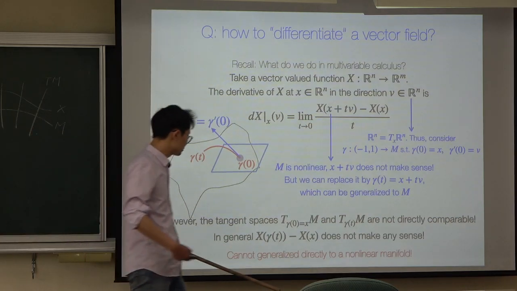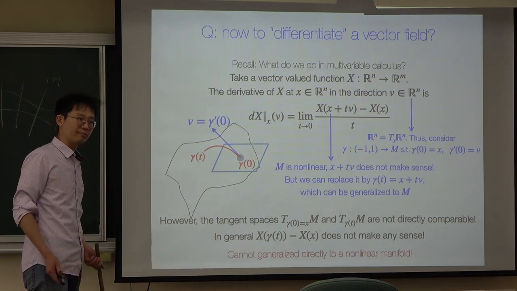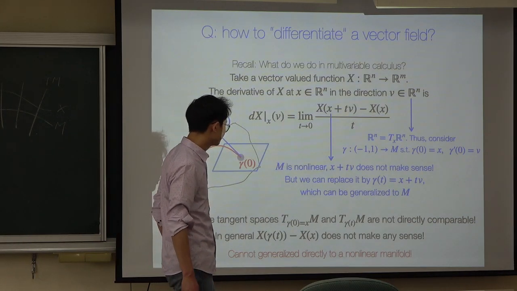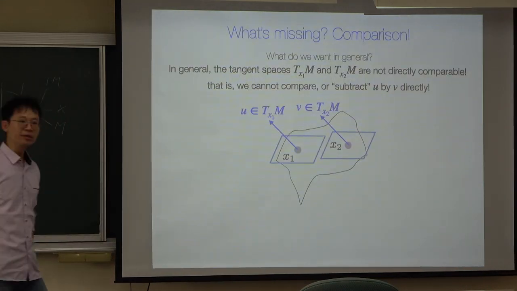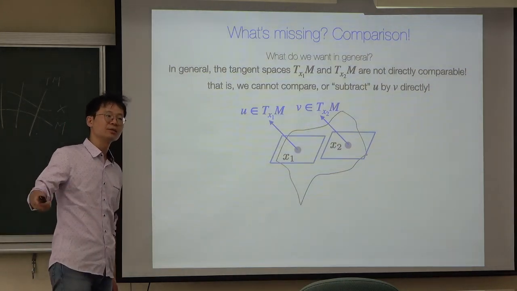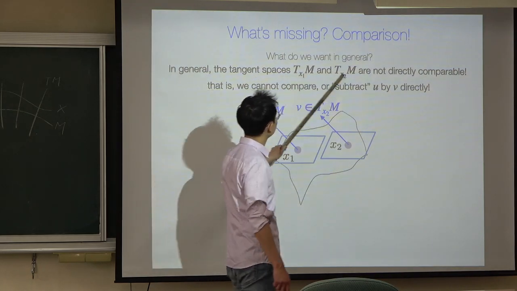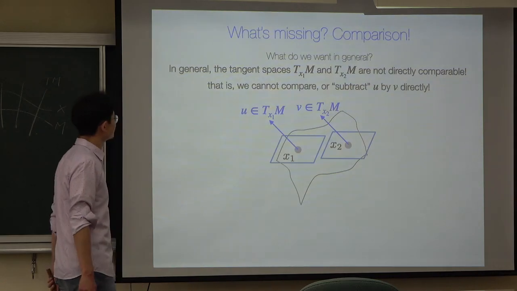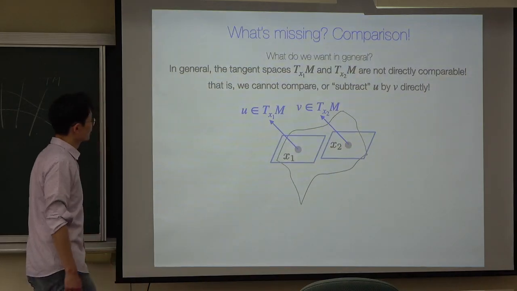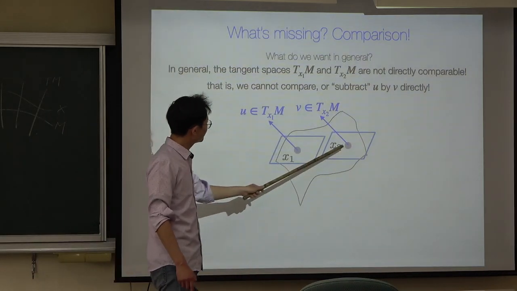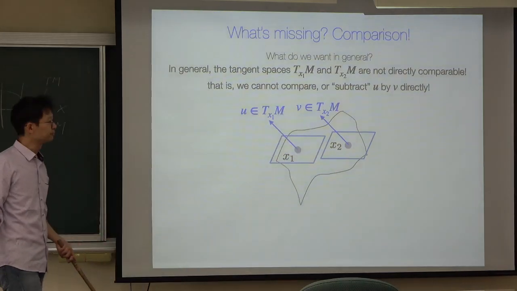So to generalize, or to consider differentiation of a vector field on the manifold, we need to do something more. And what is that something more? We need to know how to compare different tangent spaces. In general, the tangent spaces are not directly comparable. That is, we cannot compare or subtract u by v directly. So in this case, although pictorially or visually they look similar, you cannot really do subtraction.